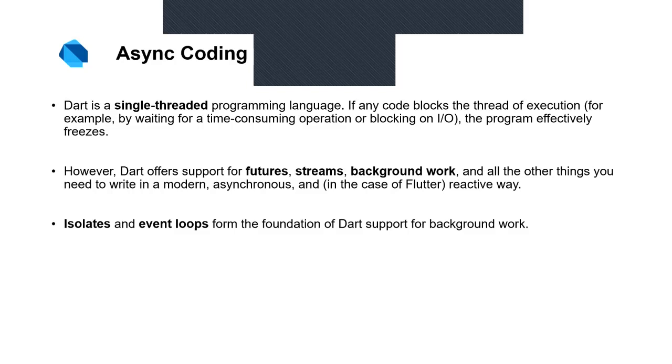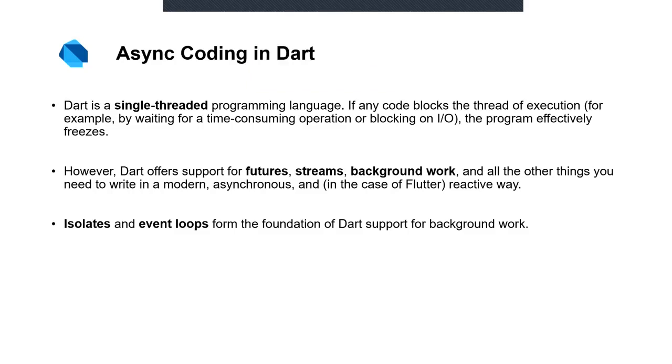Our first items in the list are isolates and event loops, because these two form the foundation of the support for background work. If you understand how isolates work and how event loops work, then understanding the higher-level APIs like futures and streams is not going to cause you any problems. Especially the event loop, it's very key to understanding futures and streams.